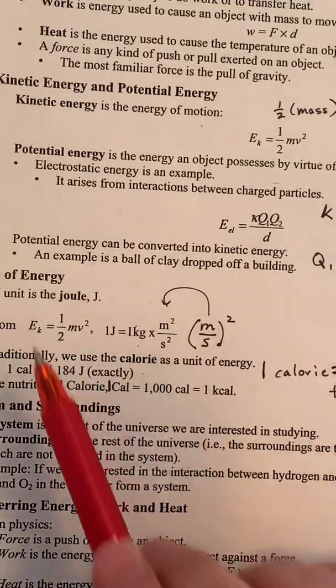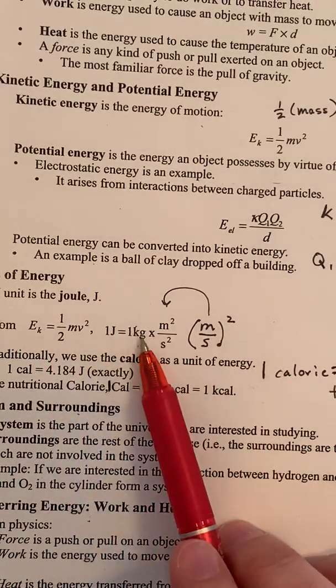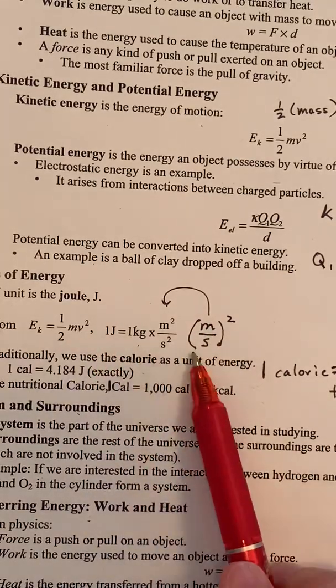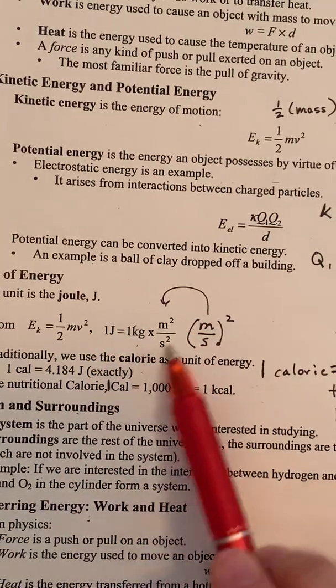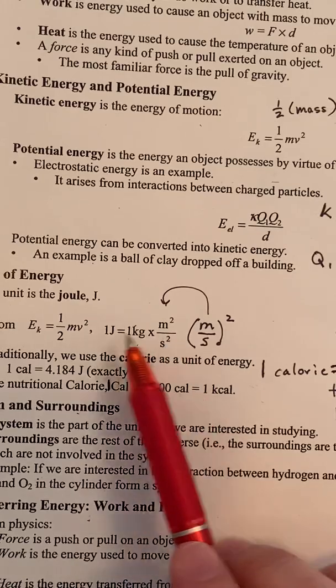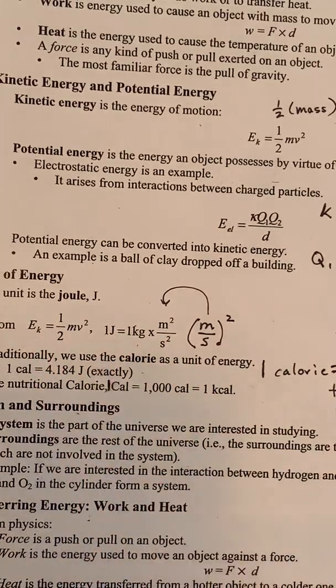So when you're doing a kinetic energy equation, you want to make sure your mass is in kilograms and your velocity is in meters per second. Or if you're looking for either of those, mass or velocity, you want to make sure your energy is in joules.